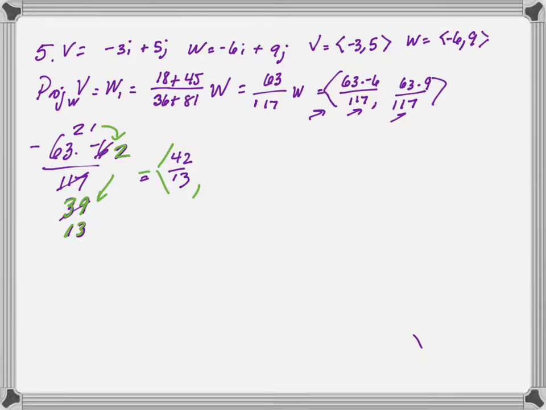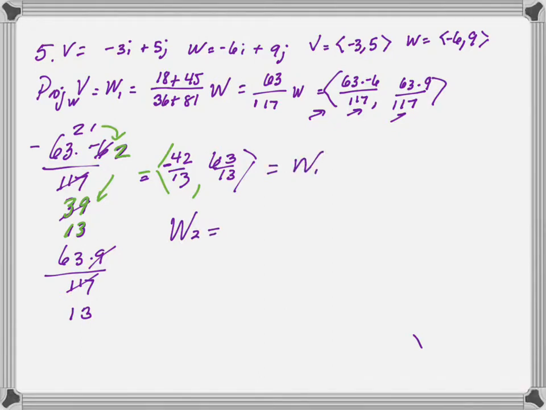And let's do the same thing again with 63 times 9 over 117. So 9 goes into 117 13 times. So boom, boom, I get 63 over 13. So no, this was negative. Remember, this had a -6. So -42/13. Sorry, that slipped by me. And 63/13. So you're going to be able to use your calculator for this test, but you can do things without a calculator. So that was W1.